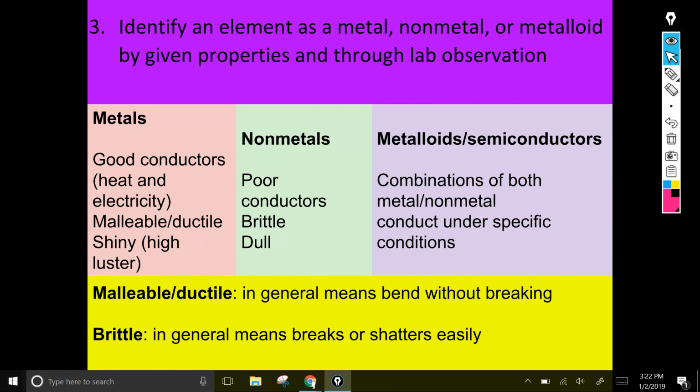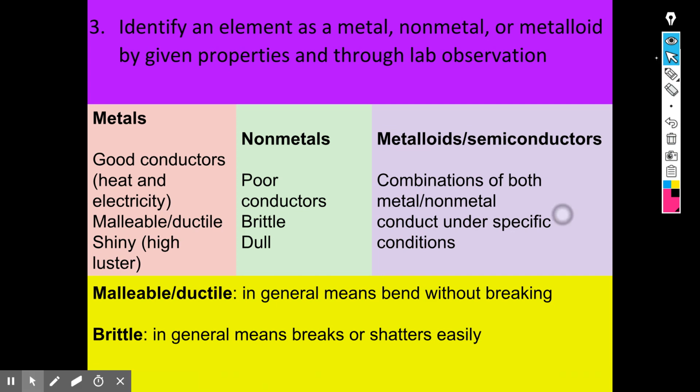You will need to be able to classify elements given a property. If I say a substance is a good conductor and is shiny, what class of element is it? And that's what you're going to do in your lab that we'll talk about probably on Monday. Your pre-lab will probably be tomorrow. You need to be able to investigate the properties of materials and classify them as metal, non-metal, or metalloids based on their properties. So you have to know this stuff.